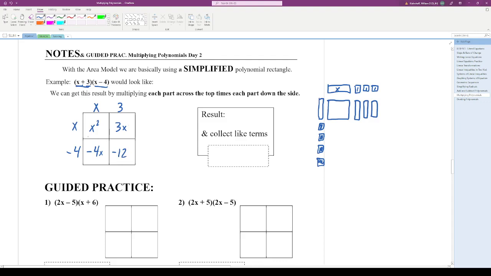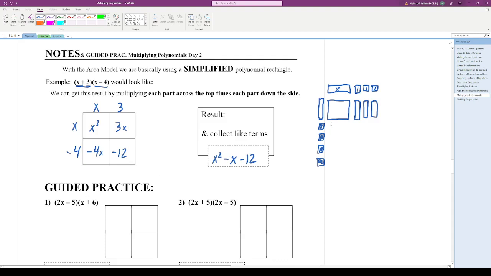So for our product, we have one x squared term and one constant term, but we have two x terms, so we need to combine those and collect our like terms. So we're going to end up with x squared, then we have 3x and minus 4x. Adding those, we get minus 1x, so we just put minus x, and then minus 12. So this is our product, and we would get the same thing with this little simplified area box model that we would with the full algebra tile model if we filled in all the elements here.